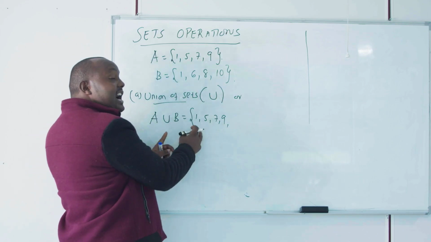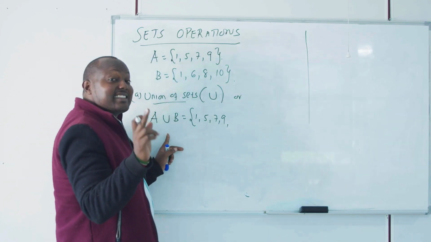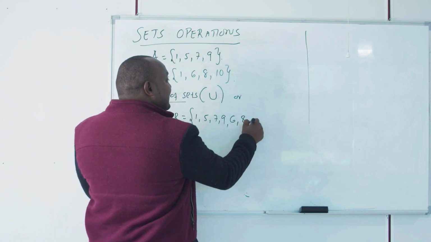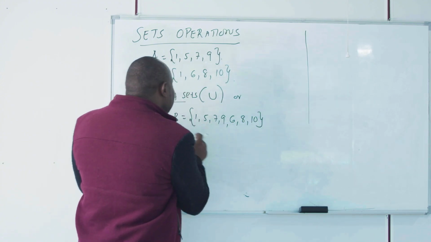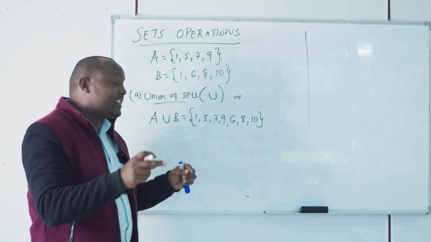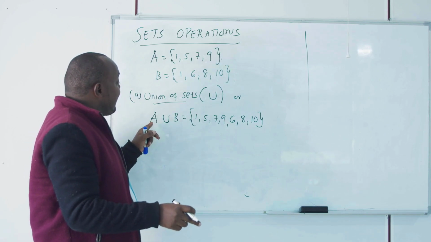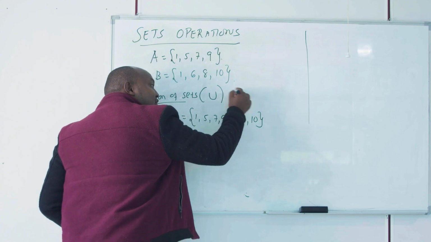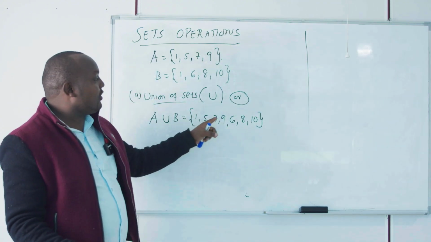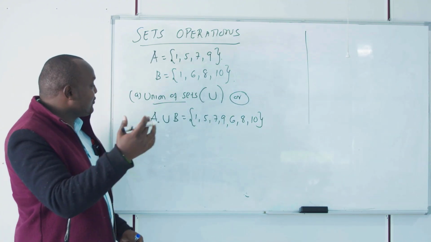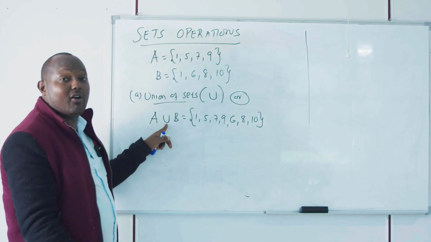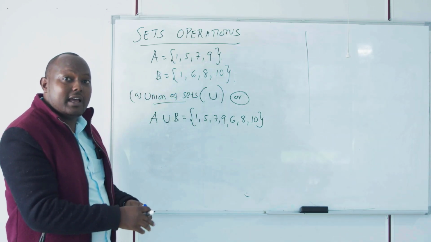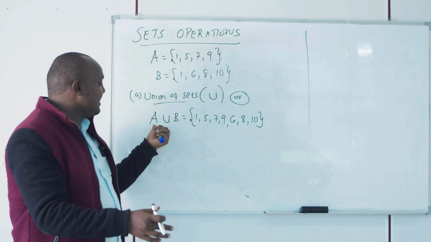In B we have 1. We cannot repeat 1 because we said a set has distinct objects. So we add 6, 8, and 10. So this is A union B, the set of objects in either A or B. That's why we like using the word or. So that is the word that you will mainly be using when you see this symbol of union, A or B. It's a combination of all those elements which are either in A or in B.